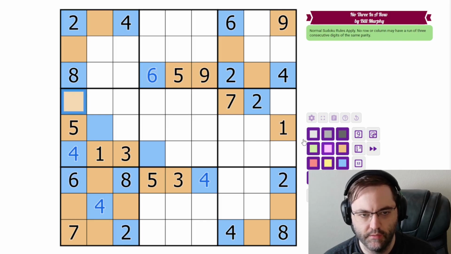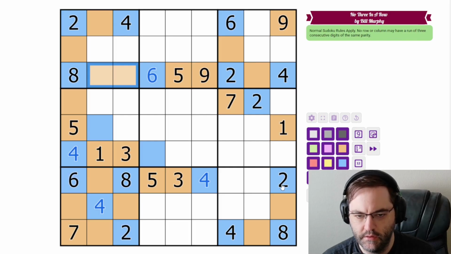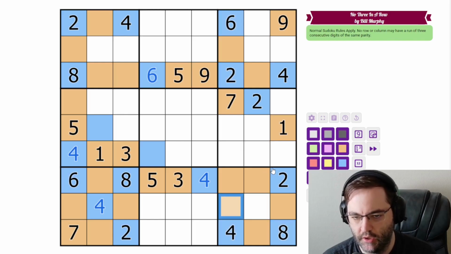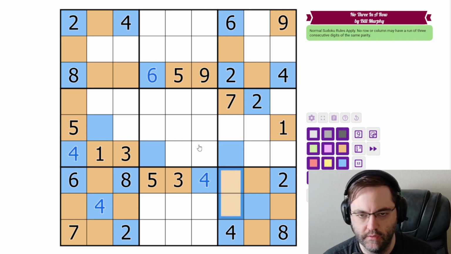This now must be odd because we have all the evens in the column. These are both odd. We have all the evens in the row. Something just a little less obvious. Here we have 2, 4, and 6 in the column, and we have 8 in the box. So this can't be even. It is odd. So this is our even digit. This is also even because of these 2 odds.